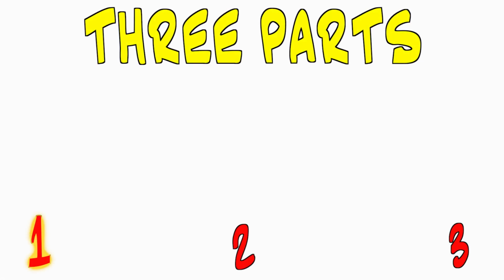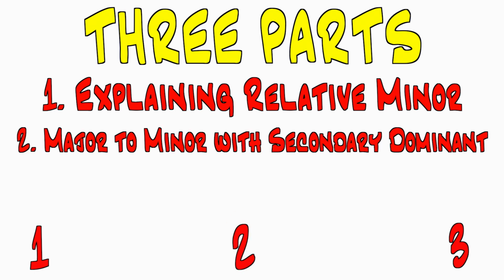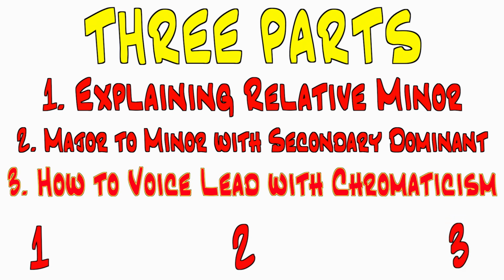This video is going to be broken up into 3 major parts. The first will be explaining what the term relative minor means, the second being how to get from any given major key to its relative minor using a secondary dominant, and the third and most important part is how to lead this not only smoothly, but use chromaticism in doing so. We'll explain everything, so be sure to stay tuned.